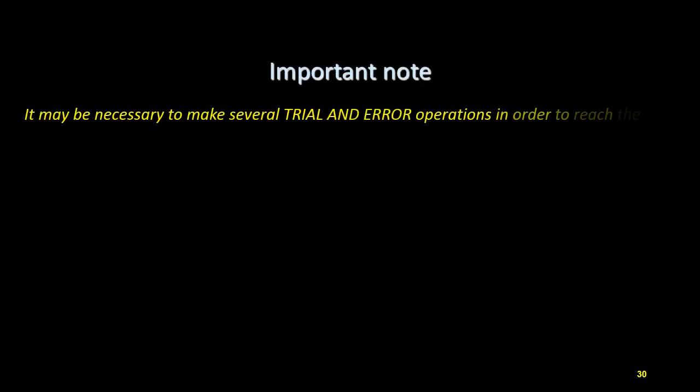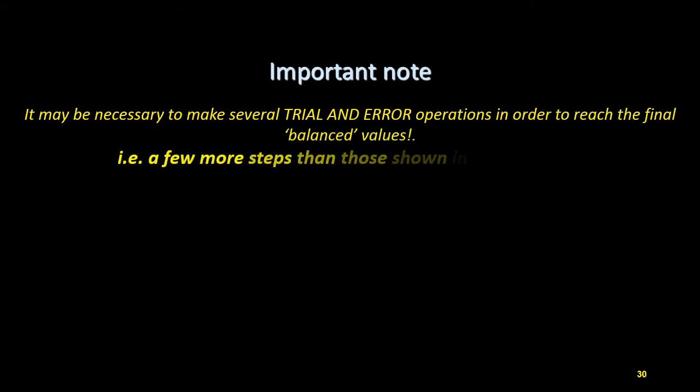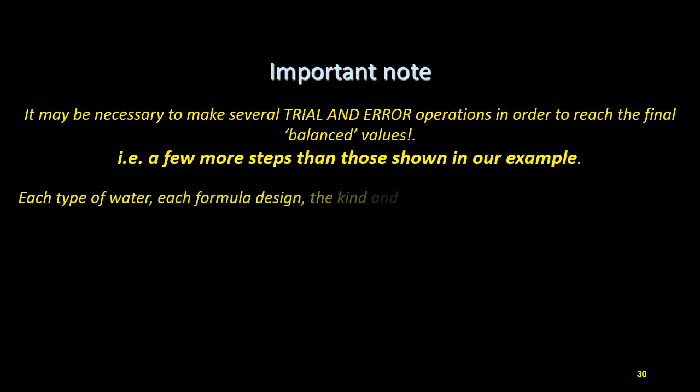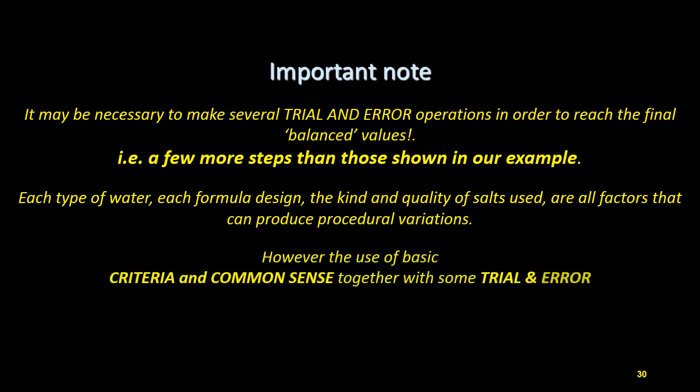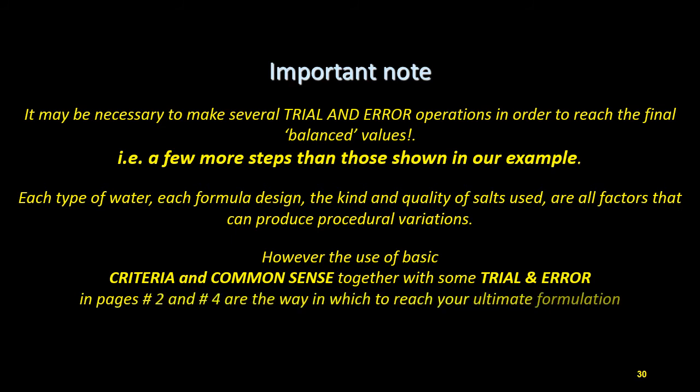It may be necessary to make several trial and error operations in order to reach the final balanced values, i.e. a few more steps than those shown in our example. Each type of water, each formula design, the kind and quality of salts used, are all factors that can produce procedural variations. However, the use of basic criteria and common sense together with some trial and error in pages number 2 and number 4 are the way in which to reach your ultimate formulation.